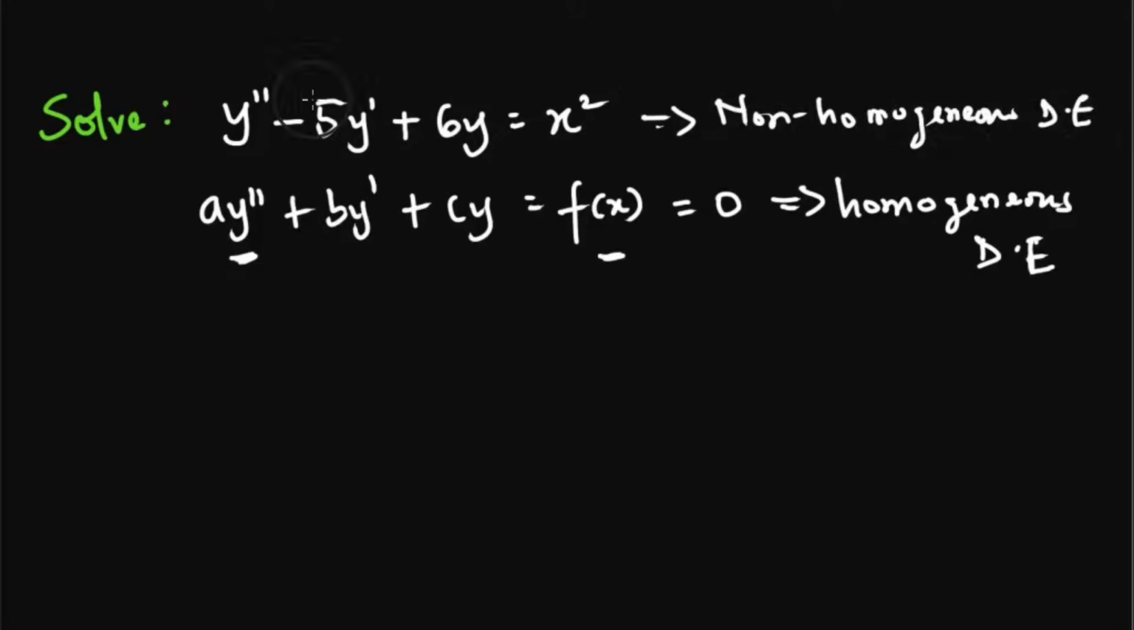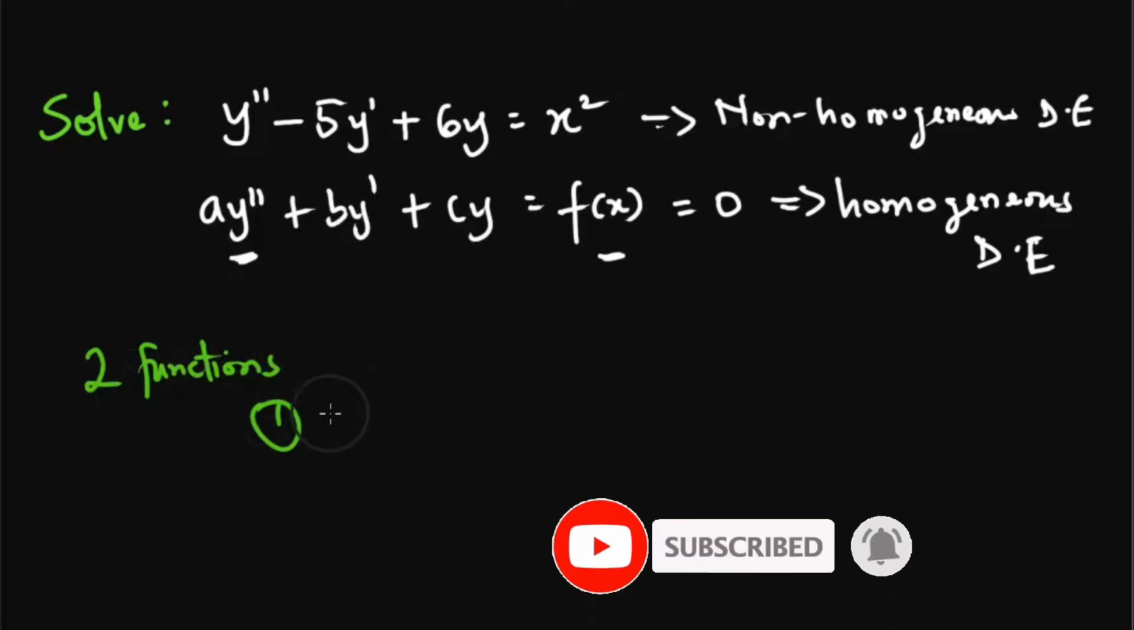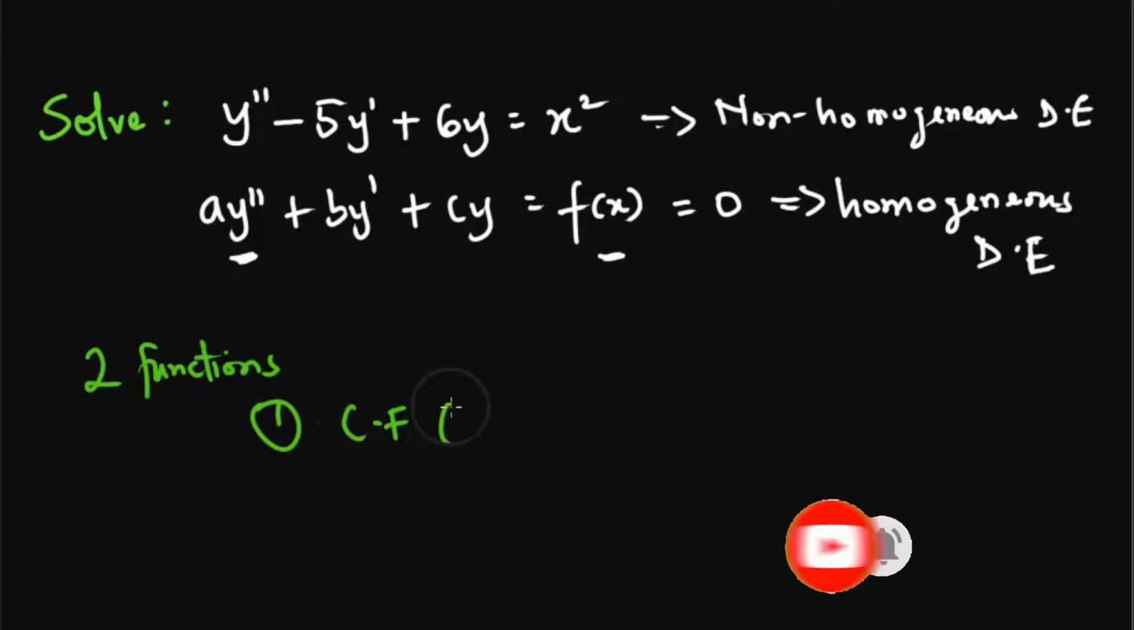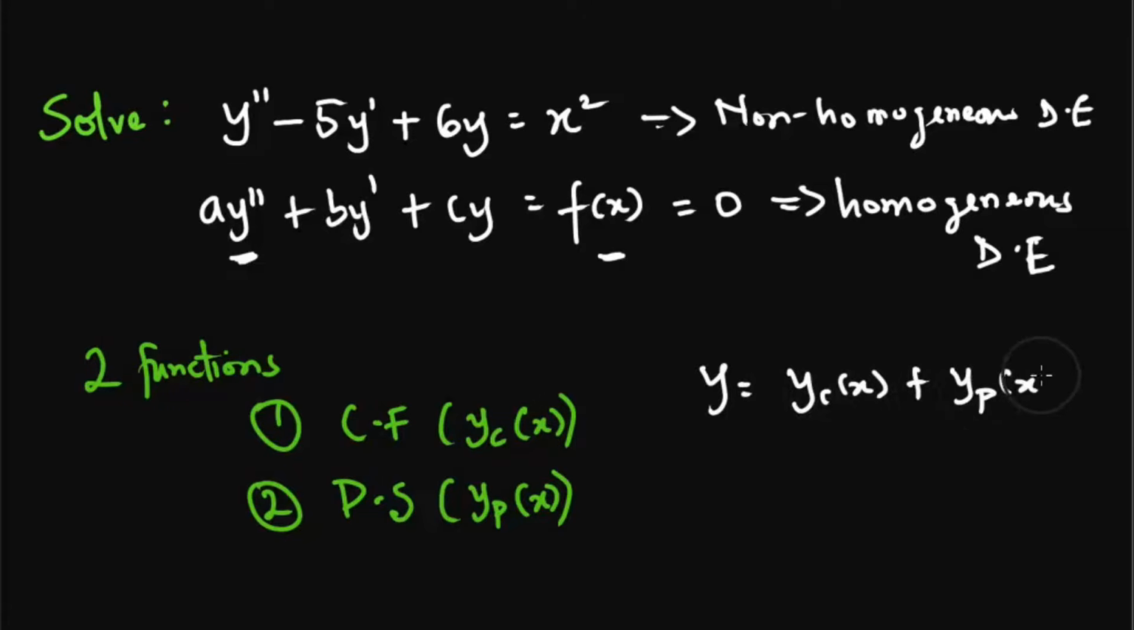So how do we solve a non-homogeneous differential equation? In order to solve non-homogeneous differential equations, we need two functions. The first function is called a complementary function. Let's call it yc of x. The second function is called the particular solution or the particular integral. Let's call it yp of x. The solution of our non-homogeneous differential equation is going to be the sum of the complementary function and the particular solution: yc of x plus yp of x.